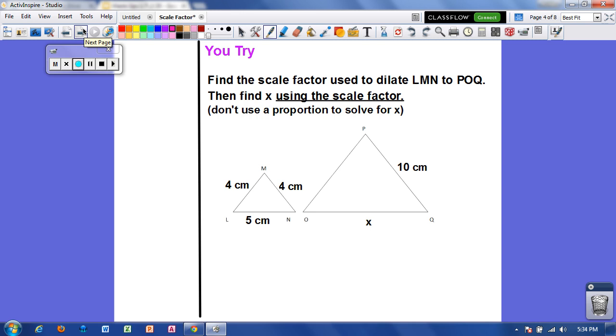Alright, the video is not over yet, but it is time for you to try. Find the scale factor used to dilate triangle LMN to triangle POQ. Then find x using that scale factor. So go ahead and pause this and work that out.